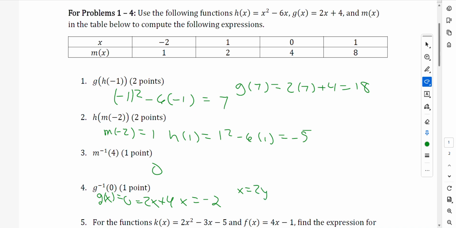X equals 2y plus 4. X minus 4 over 2 equals y. That's the inverse, y. And then you could have plugged 0 into there. 0 minus 4 over 2 gives you -2. Okay, so there are 2 different ways of doing that.